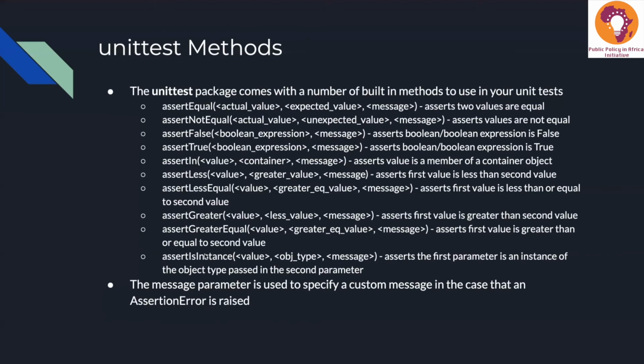Assert is instance. In this case, you can assert that the first parameter is an instance of the object type passed in the second parameter. Say you have a function that returns a list data type, and you want to make sure that it's returning a list data type. You could put the return value here and then check that it's a list object type. If it's not, it'll raise an assertion error. Otherwise, we'll be good to go.